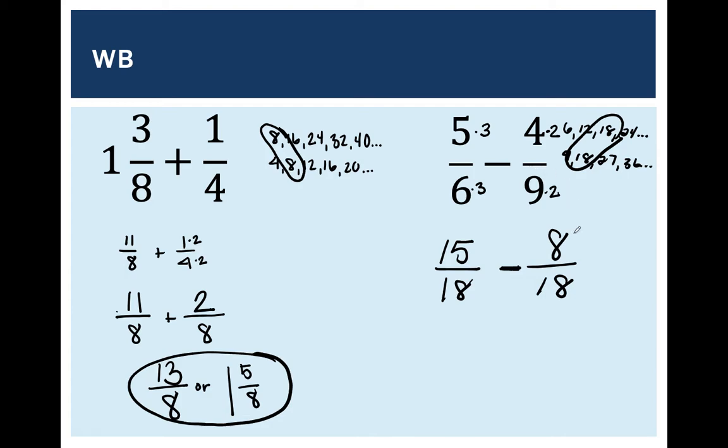So 4/9 becomes 8/18. Now I have 15/18 minus 8/18, and to subtract, you keep the denominator the same and just subtract 15 minus 8, which is 7. And again, there are no common multiples between 7 and 18 to simplify, so that's our final answer.